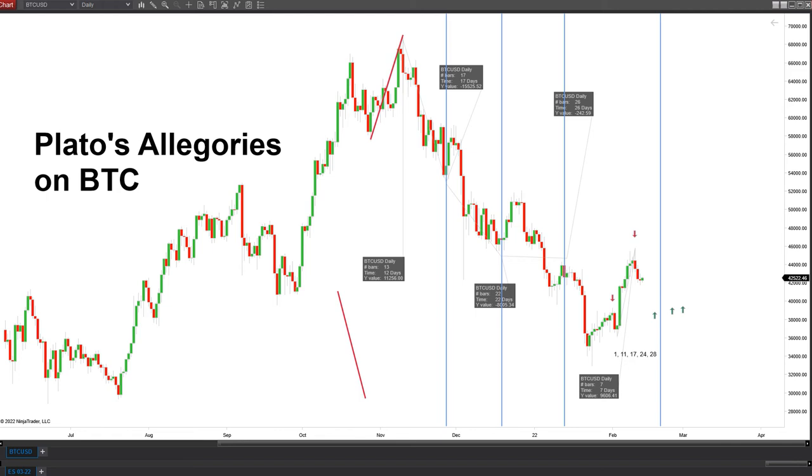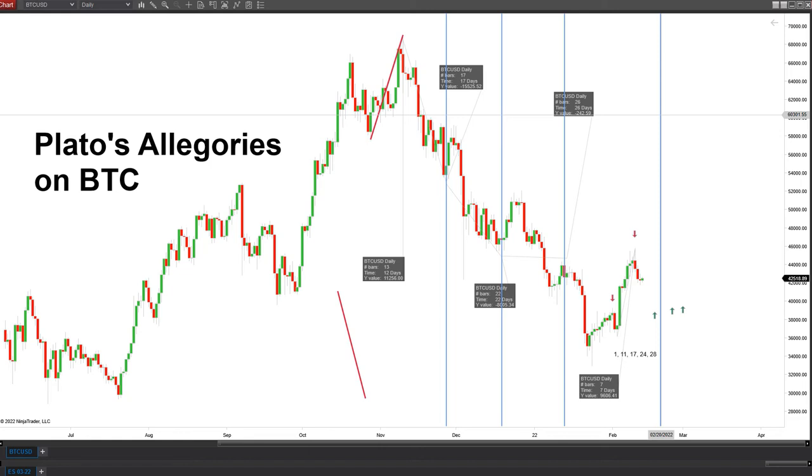So we had put the dates out at the beginning of the month: the 1st, 11th, 17th, 24th, and 28th. I also have the Plato's allegory calculations on this chart, which are marked by the blue vertical lines. You see they generate good pivot points, and the last one from this projection is coming in on the 20th.